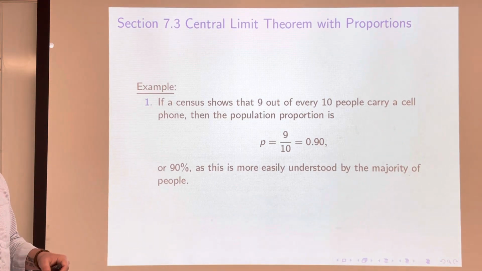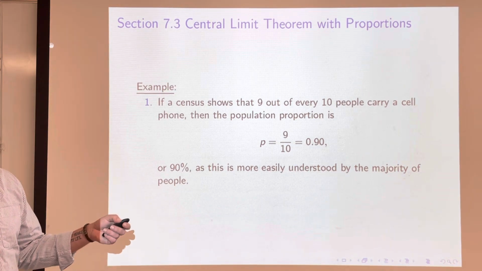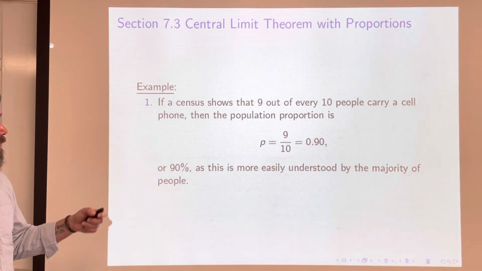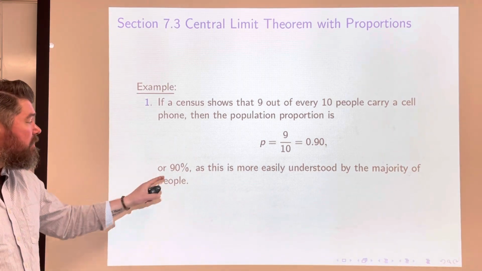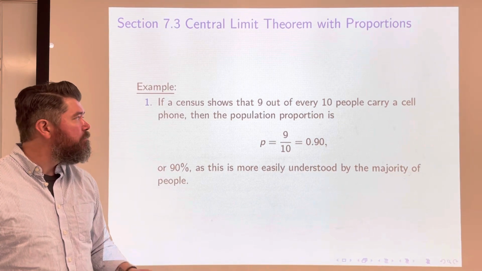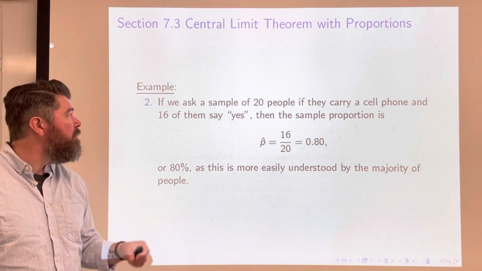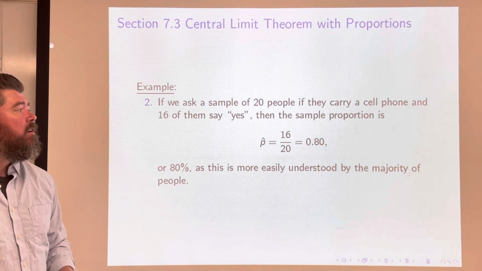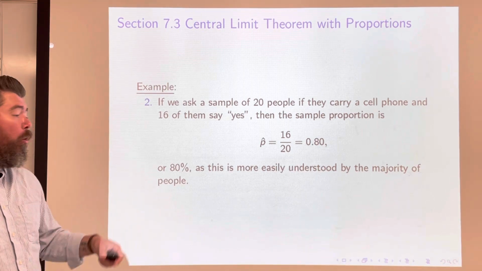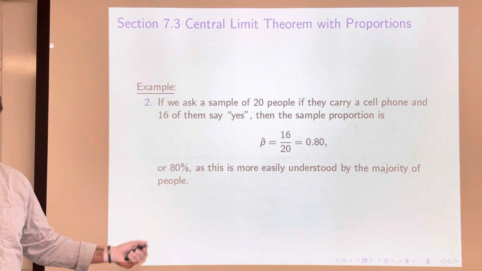If a census shows that 9 out of every 10 people carry a cell phone, then the population proportion is 9 over 10, or 0.90. Or we can represent it as 90%, as this is more easily understood by the majority of people. If we ask a sample of 20 people if they carry a cell phone, and 16 of them say yes, then the sample proportion is p hat equals 0.80. Or what we would tell people as 80%, as this is more easily understood by the majority of people.